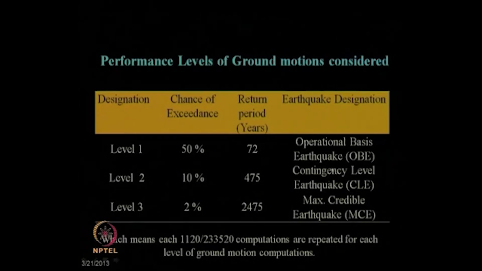Okay? So, depending on what level of performance we want for our structure to be designed, accordingly we can find the corresponding PSHA curve or seismic hazard curve. It automatically means that whatever 1120 repetitions we have to do, out of these 233520 computations for the present study, we have to repeat it so many times for each level. For level 1 also we have to do so many times, for level 2 also, level 3 also. Clear?